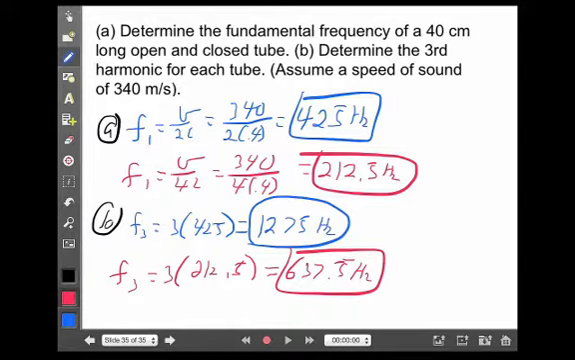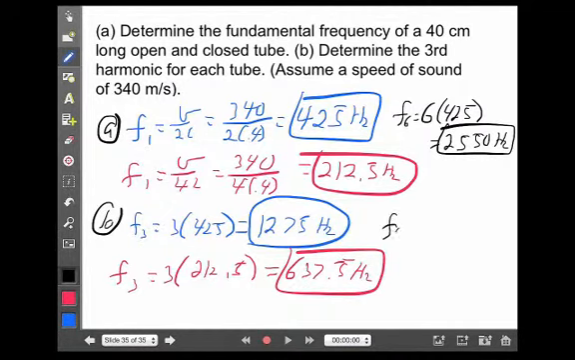Now, if you really wanted to mess with someone's head, you could say, okay, I want you to calculate the 6th harmonic of each tube. Well, the 6th harmonic of the open tube would be 6 times 425, the fundamental frequency, which gives you 2,550 hertz.